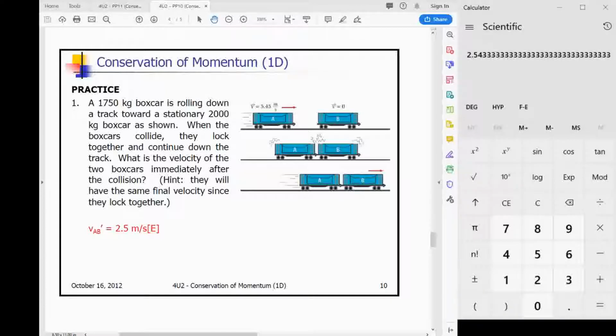So we also have our velocity before. It's 5.45 meters per second. And we can say moving to the right is positive. We can call it moving to the east. So I'll show you how to solve this very shortly.